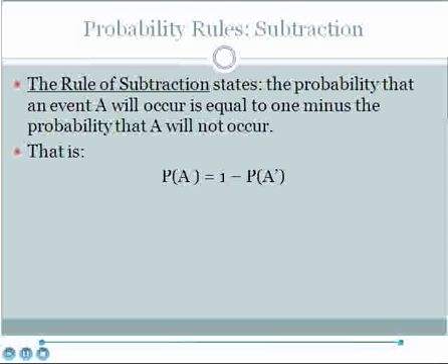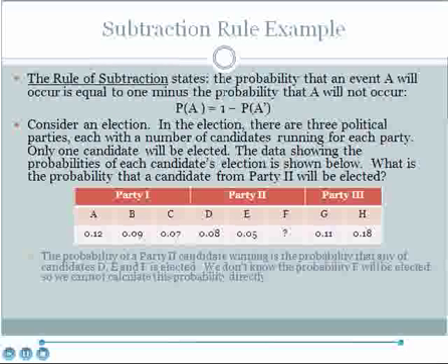The rule of subtraction states that the probability that an event A will occur is equal to 1 minus the probability that A will not occur, or 1 minus the complement of the probability of A. That is, P of A is equal to 1 minus the complement of P of A. Let's consider an example.